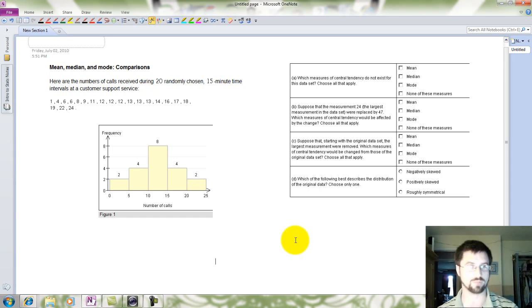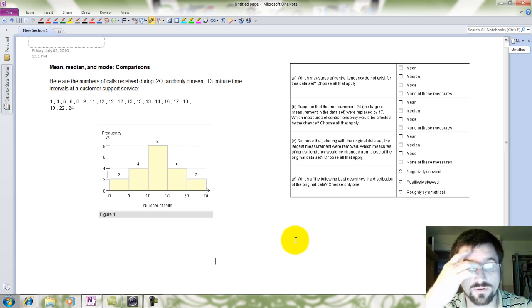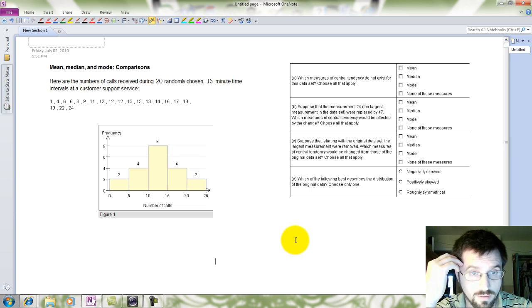Alright, we're recording. Mean, median, and mode comparisons. You're going to be given a list of numbers and data. In this case, it's numbers of calls received during 20 randomly chosen 15-minute time intervals at a customer support service center. And we have 1, 4, 6, 6, 8, 9, 11, 12, 12, 12, 13, 13, 13, 14, 16, 17, 18, 19, 22, and 24.